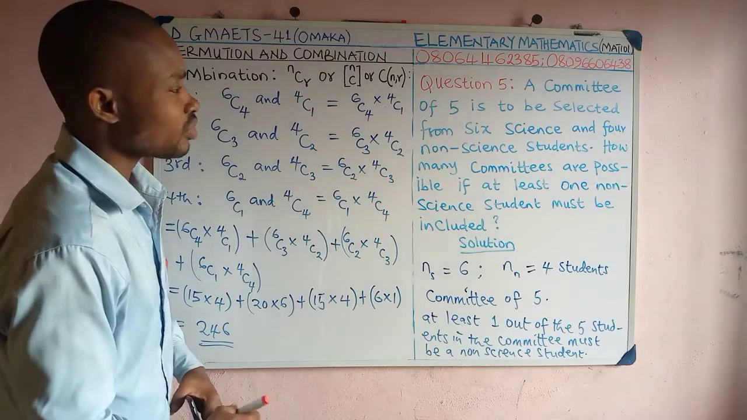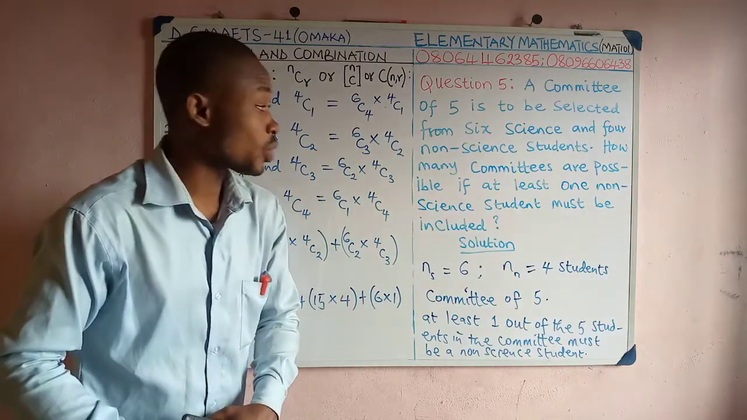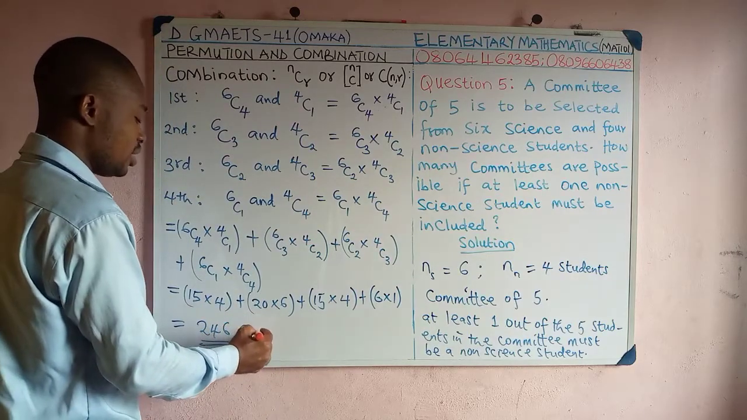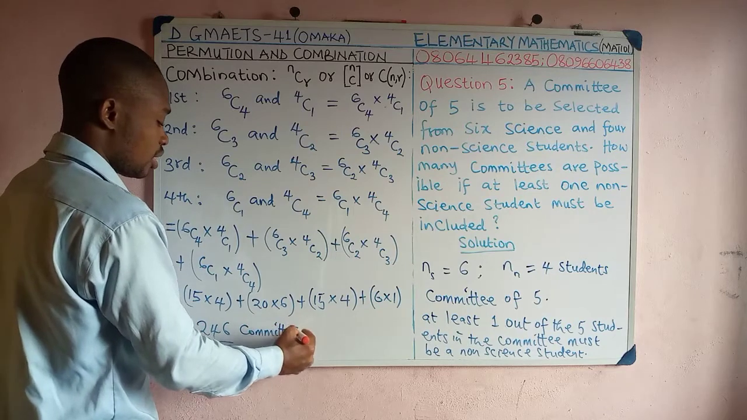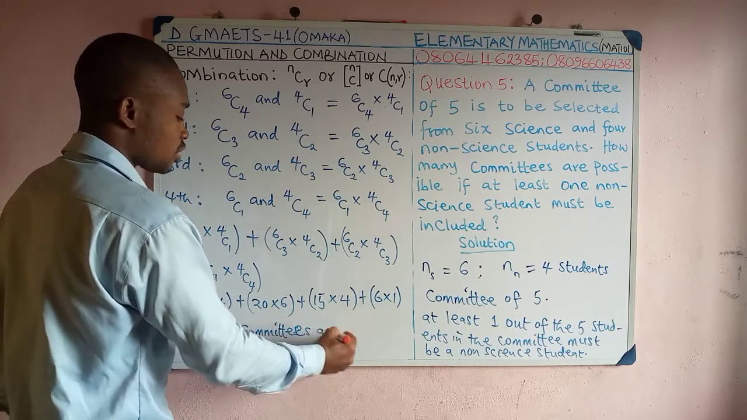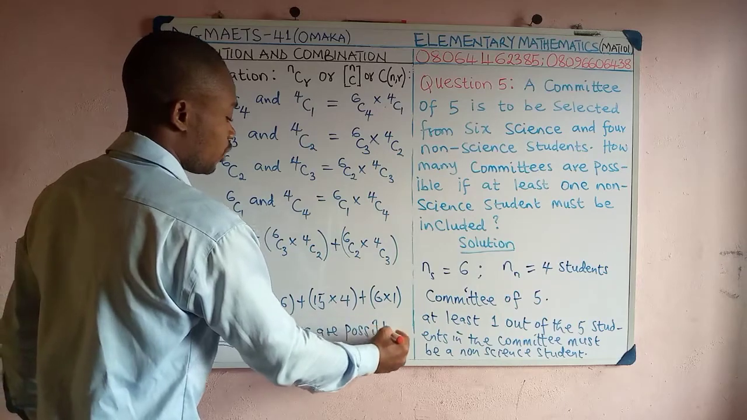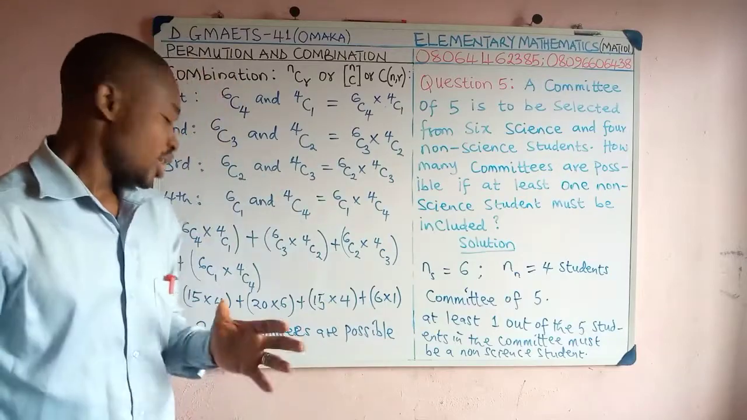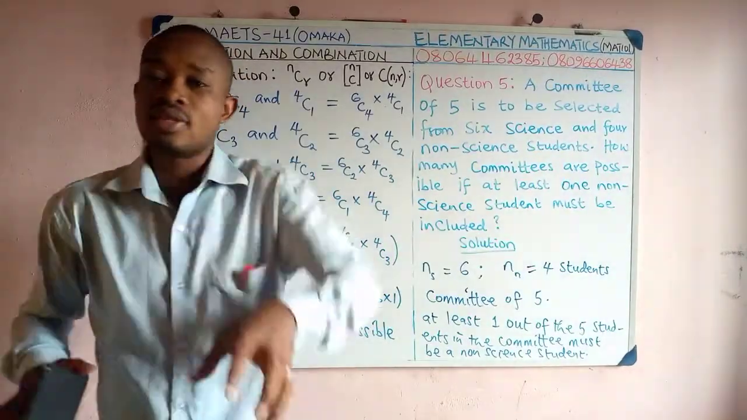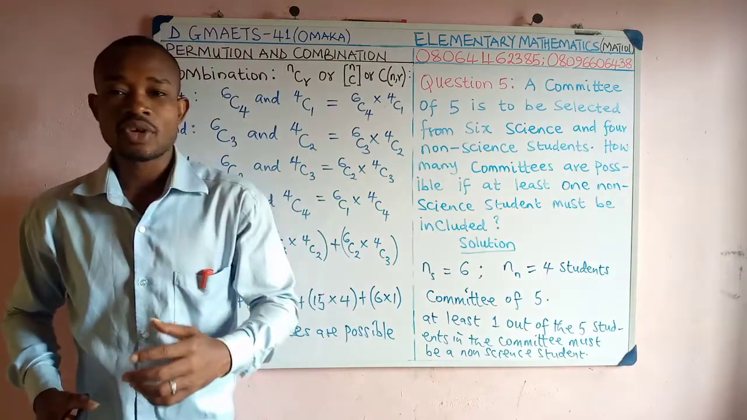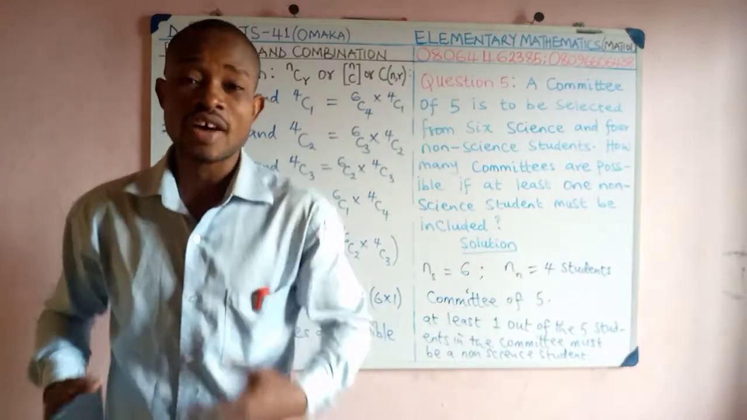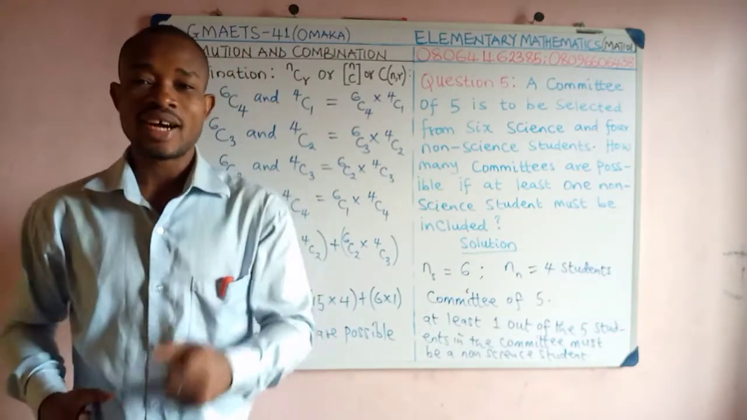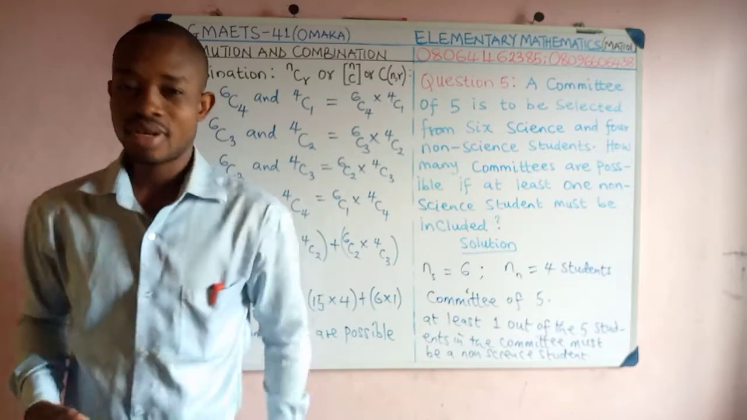Are you following right? So a committee of 5 is to be selected. The question is, how many committees are possible? So 246 committees are possible. So if you follow this condition, then there are 246 different committees that you can form. Are you following? Having 5 of the students to serve there, some being science, some being non-science, on the condition that a non-science student must be included.